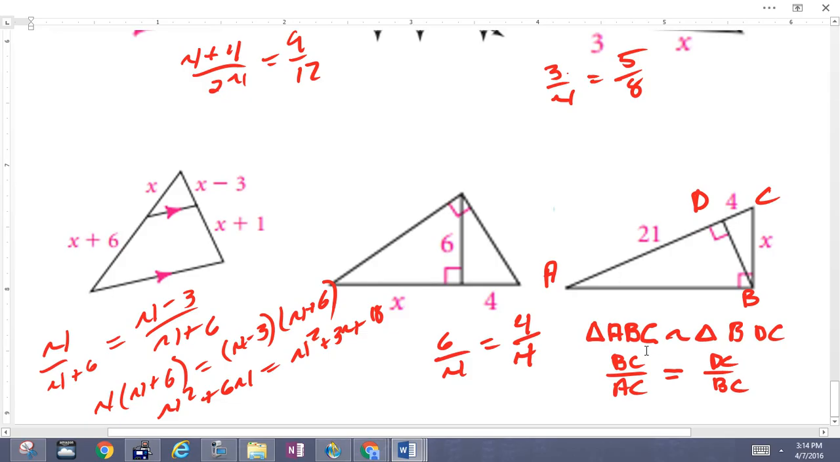Okay. As I said, ABC is similar to BDC. Pay attention to the ordering of that. That makes all the difference in the world. Allows us to set up a ratio, plug in the sides as given, and solve for the unknown. Okay? So that is your review, and you need to work those problems out for completion in preparation for our upcoming test.